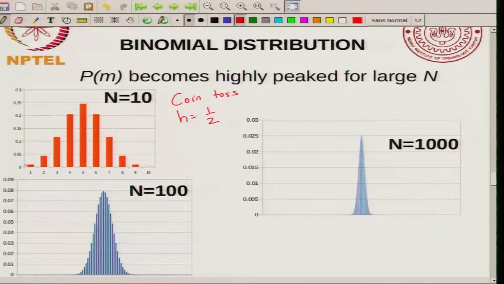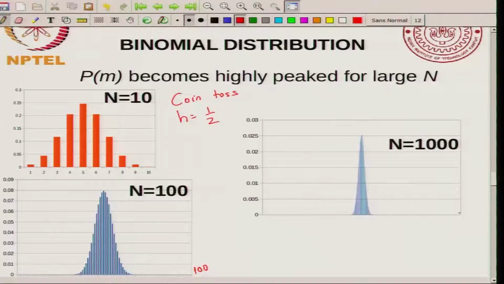The probability of getting exactly one head is very small, and the probability of getting all 10 heads is also very small. So, what happens is that this P of m becomes highly peaked for large n. Now, suppose you had n equal to 100, then the probabilities become more sharply peaked. You see that this is 0, this is 100. The probabilities of getting 1, 2, 3, 4 are all very small. It is only the probabilities from 35 to about 65 that are actually relevant, that are finite, and you see that it becomes very sharply peaked.